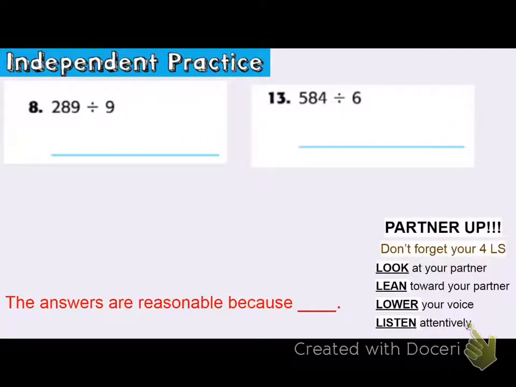Thank you so much. All right, here we go, Bobcats. We're in independent practice. We're skipping to number 8. So we're going to estimate. I got to think about what's compatible for 9. What do I want to round or estimate this to?